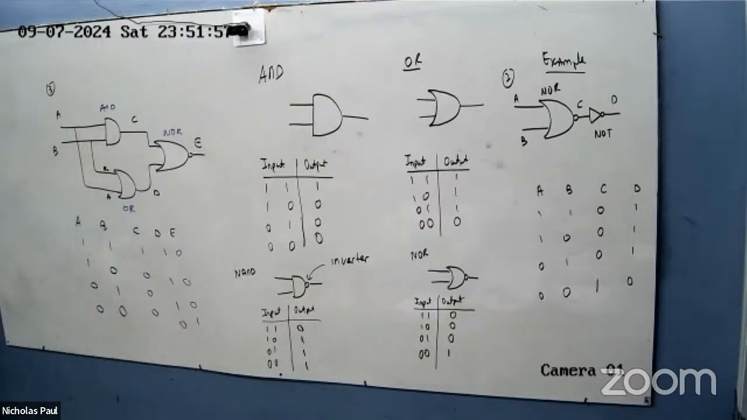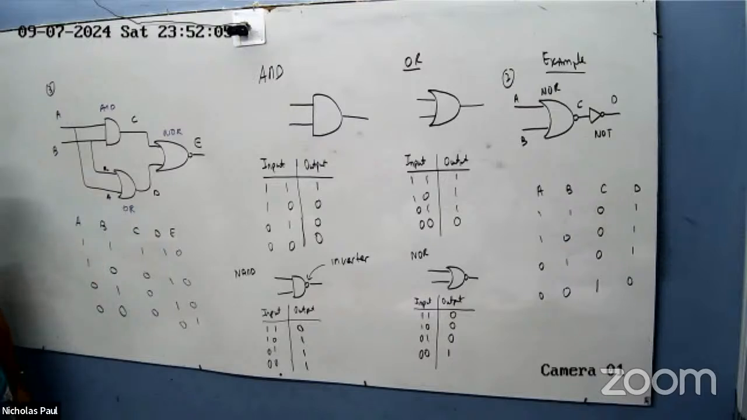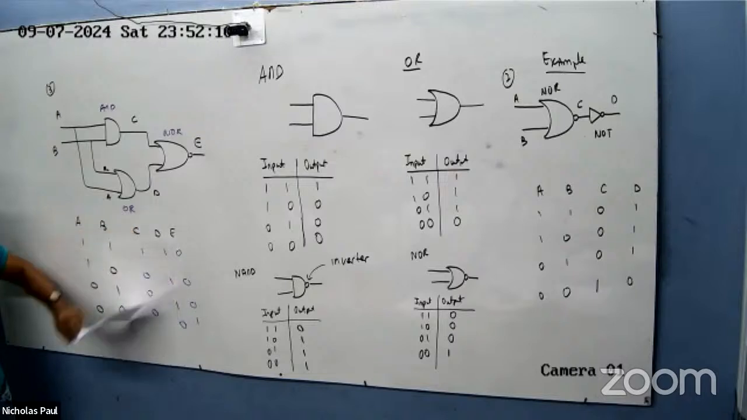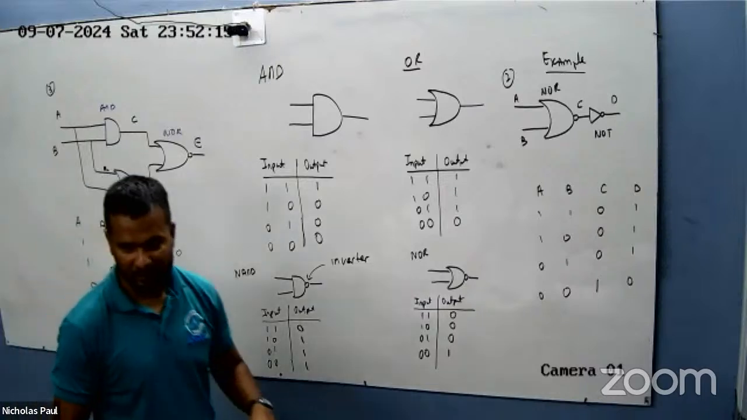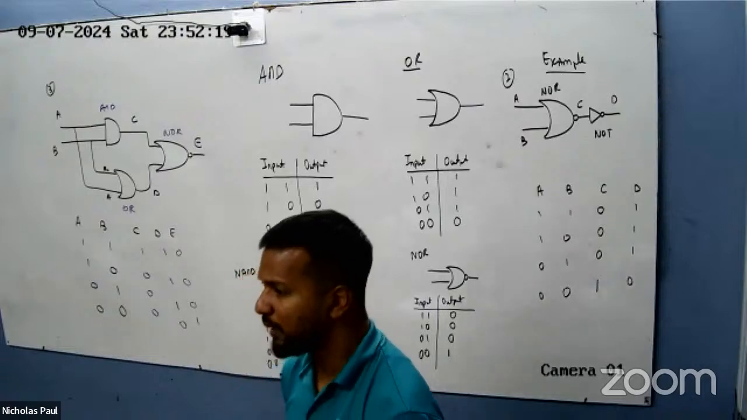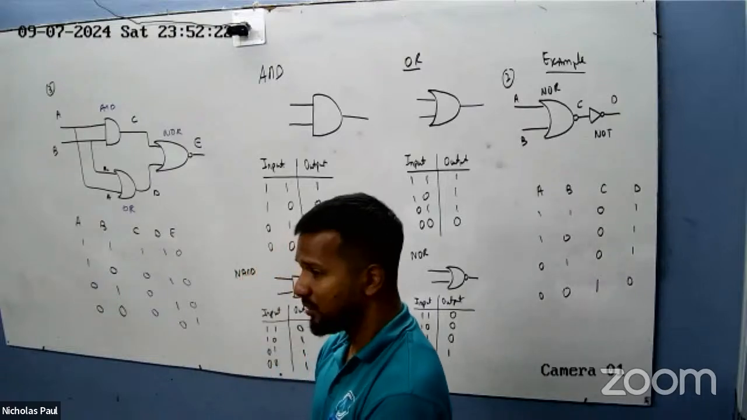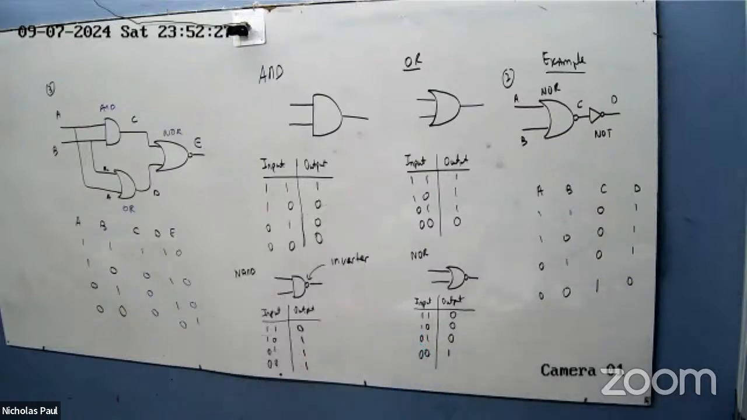Does this behave like one gate? What do y'all think? Blank out this 1, 1. What gate is that? It behaves like a what? These 3 gates behave like one gate. What is it? Like a NAND. Right, it behaves like a NAND. Nice.